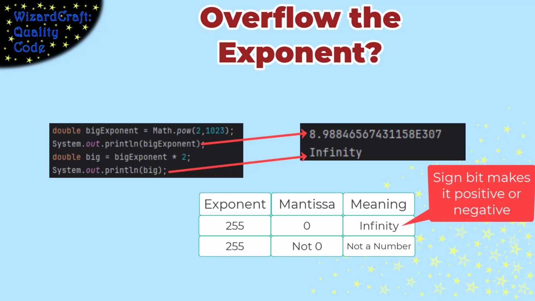IEEE 754 has 3 special values that it can use to tell us that weird things happened. Positive infinity and negative infinity, which means that the exponent got too big to hold, and not a number, which means we did something illegal, like divide by 0.